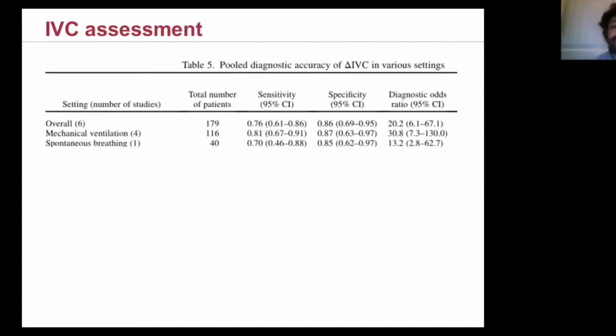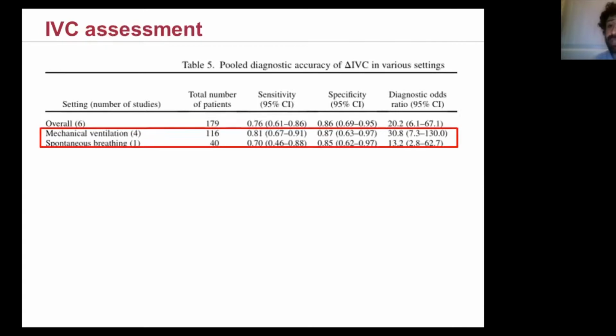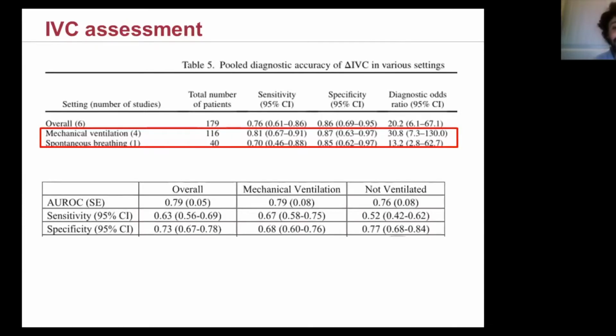In a meta-analysis that was done in 2010, I believe, you can see that there are a limited number of studies, but that the sensitivity and specificity provided for mechanically breathing patients was very high, giving us an odds ratio of 30.8 for whether IVC was capable of determining who would benefit from a volume bolus, which is incredibly valuable clinically. Under a spontaneously breathing scenario, on the other hand, the confidence intervals got very close to 1, suggesting that we weren't sure that there was actually any benefit to it.